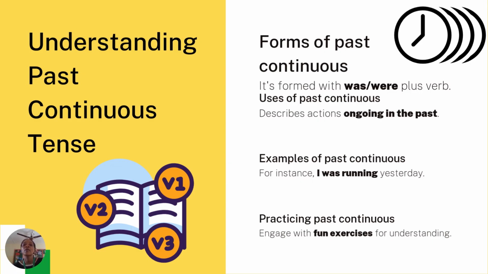An example of past continuous tense, for instance, I was running yesterday. You can see yesterday means that the action already took place yesterday, not today. That means it's in the past already. And when you observe your verb, the run ends with ing. That shows it's a continuous tense. So I was running yesterday is a past continuous tense.